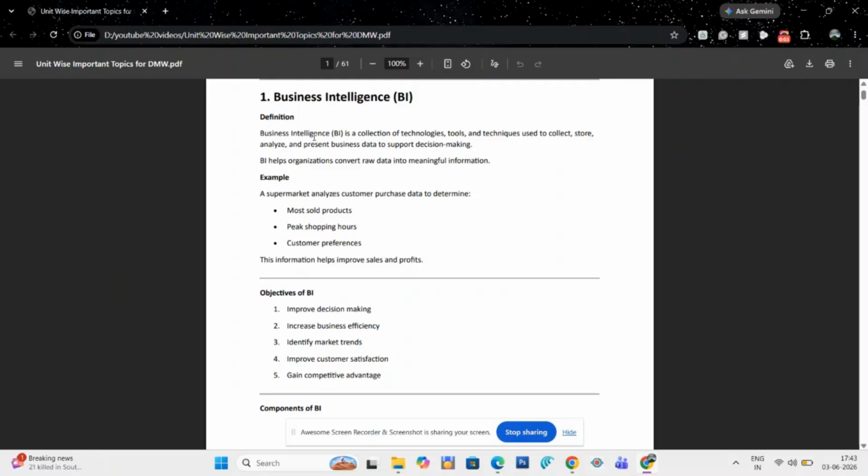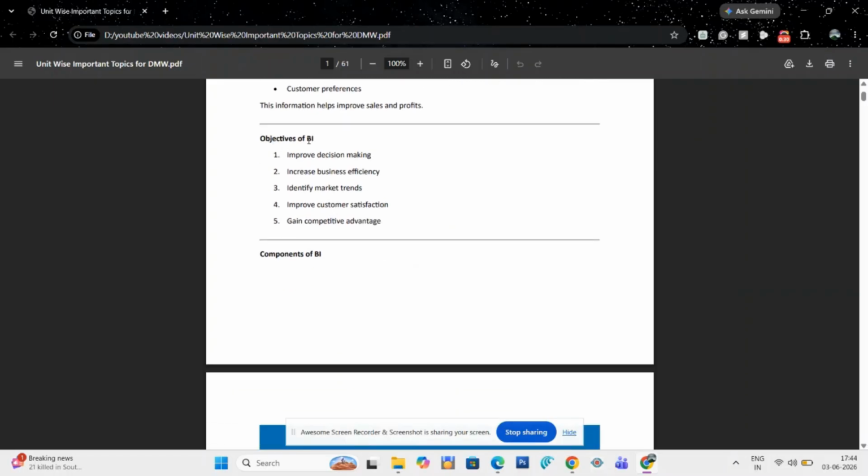Definition: Business intelligence is a collection of technologies, tools and techniques used to collect, store, analyze and present business data to support decision making. Business intelligence helps organizations convert raw data into meaningful information. Example: a supermarket analyzes customer purchase data to determine most sold products, peak shopping hours and customer preference. This information helps to improve sales and profits. Objectives of BI: improve decision making, increase business efficiency, identify market trends, improve customer satisfaction and gain competitive advantage.